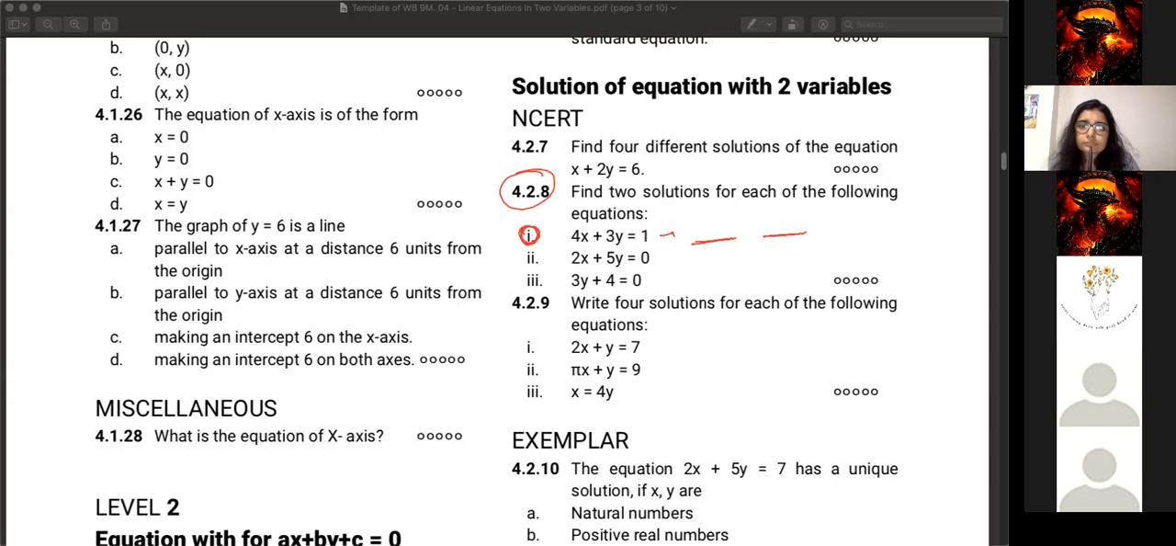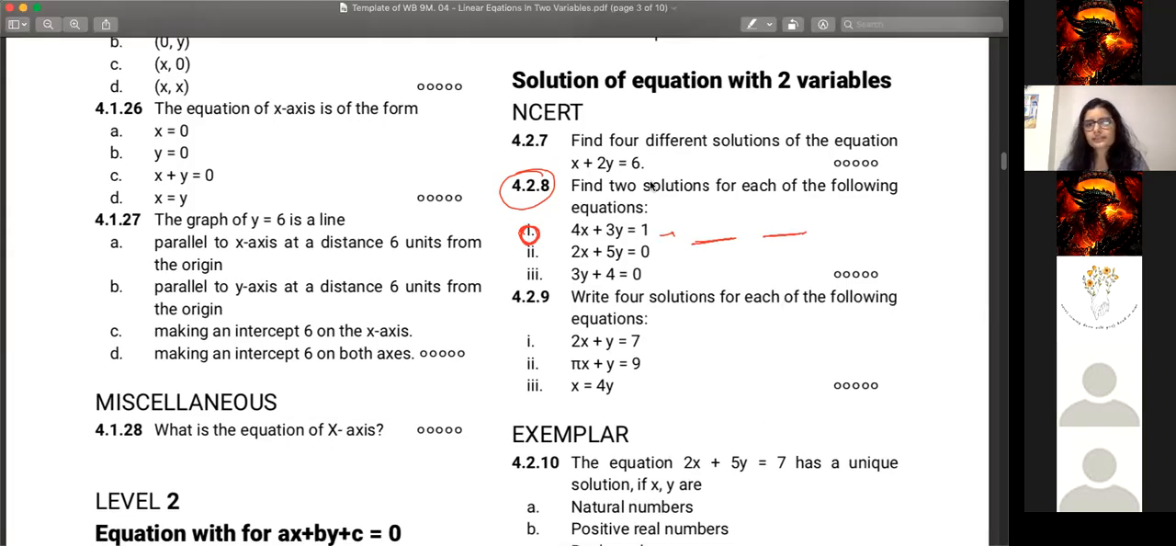Ma'am, I don't know how to solve this. नहीं? Okay. So find solutions matlab you need to find x or y values that satisfy the equation. So method is pretty straightforward. Okay. You have the equation 4x plus 3y equal to 1. So then take any random value of x. Like first solution find out karne ke liye. Again, depending on the equation, either fix x or fix y. That is up to you, whichever you feel is easy.